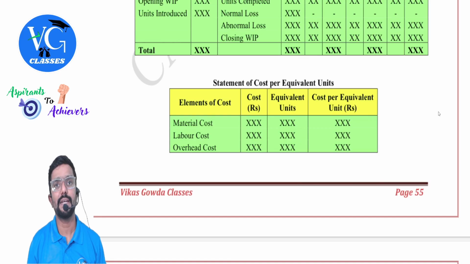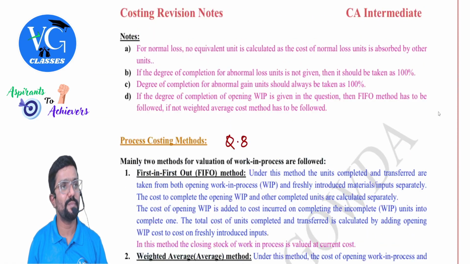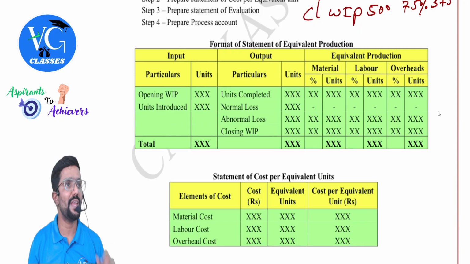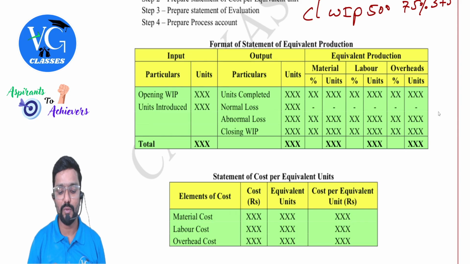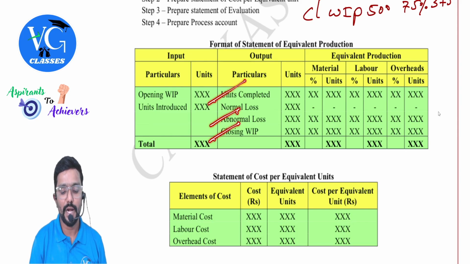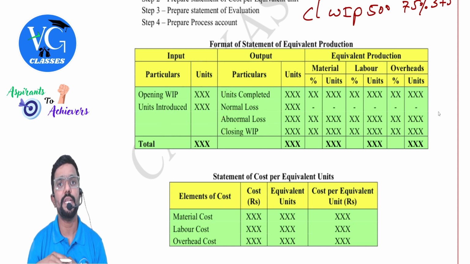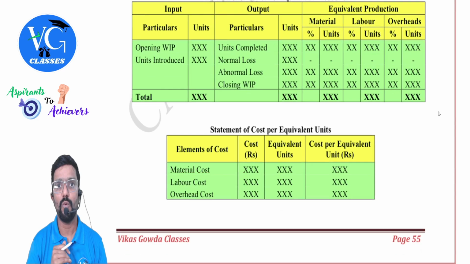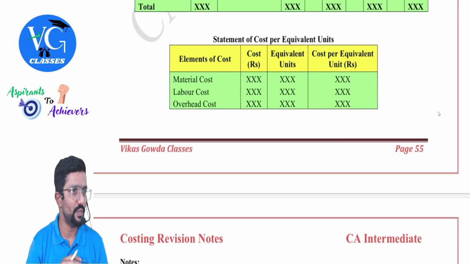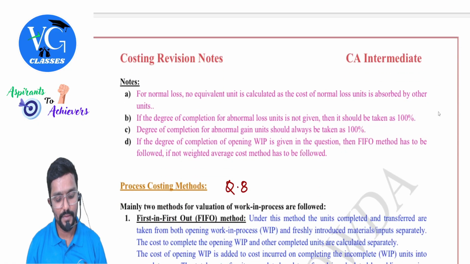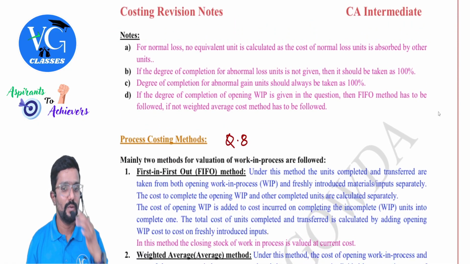Using this, we will calculate the cost of output, closing WIP and abnormal loss, for which we need to prepare something called a statement of evaluation. We need to prepare the statement of evaluation to calculate what, sir? Value of abnormal loss, value of closing WIP and value of output transferred to next process. For that, what values will we take, sir? Cost per equivalent unit.